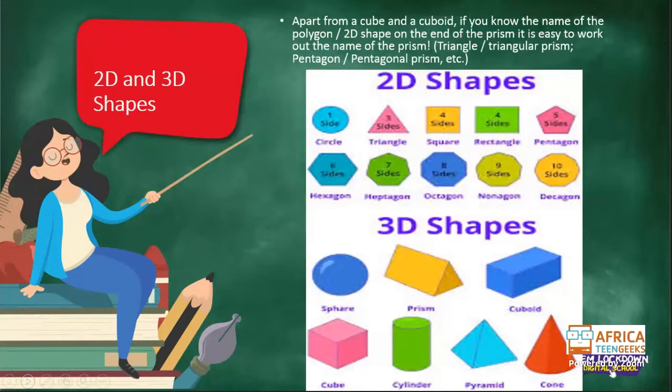All right, and here below we have 3D shapes. We have a sphere, a prism, a cuboid, a cube, a cylinder, a pyramid, and a cone. These are all three-dimensional shapes, because, as we said previously, they have the width, the height, and the length.